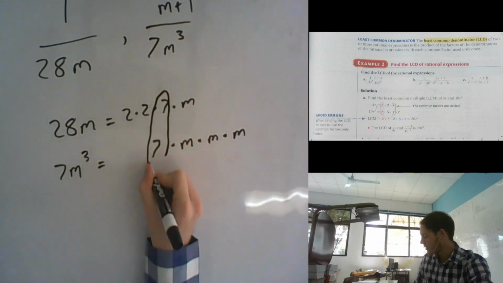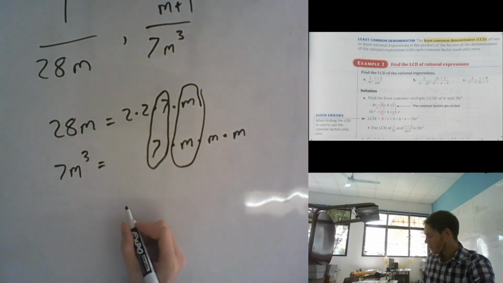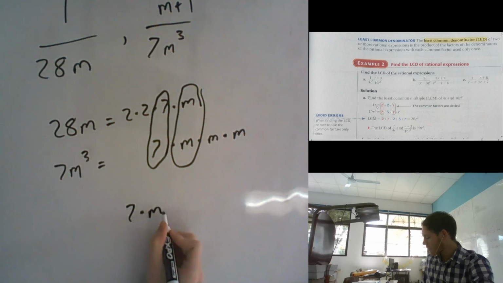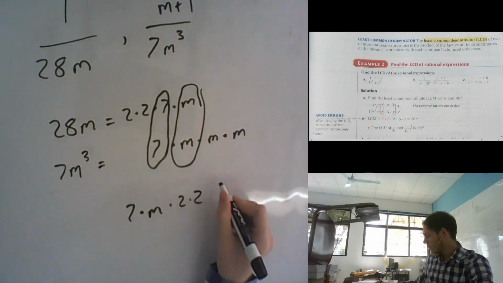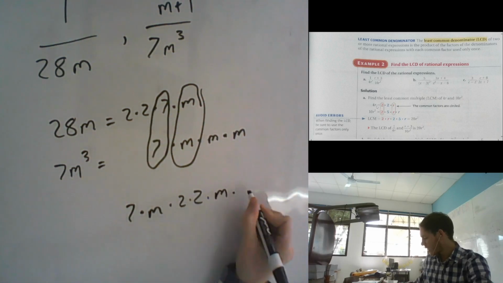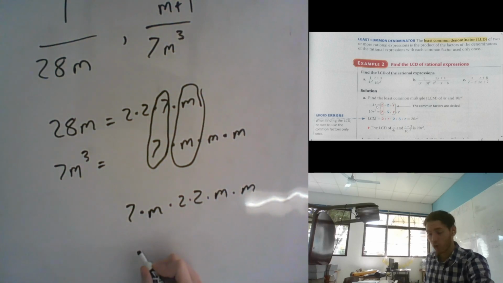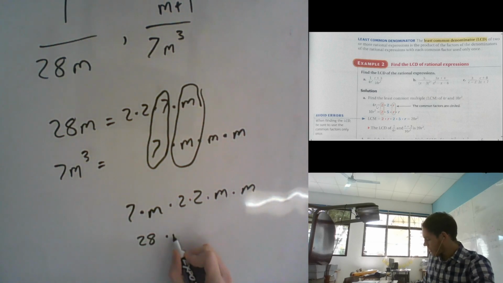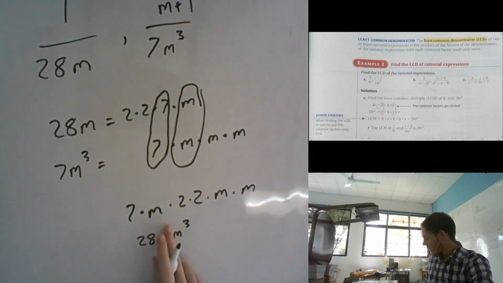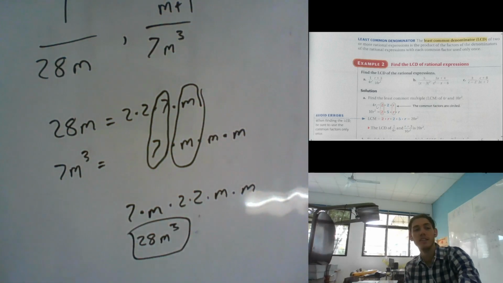Well, this 7 right here, this m right here. So we write those two, 7 times m, then we write everything else, times 2 times 2 times m times m. So we get 2 times 2 times 7, 2 times 2, 4, times 7, 28. M times m is m cubed. So our answer is 28m cubed. And that's our least common denominator.